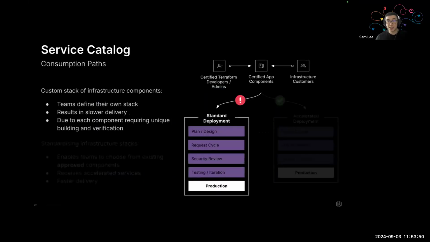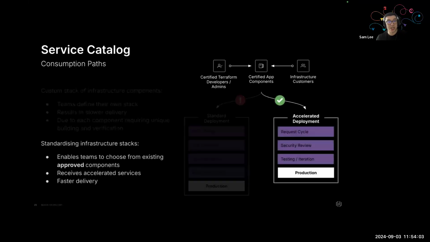There are two paths in the service catalog. You have custom stacks for users who want to define their own stack. The only challenge is there's an additional layer of planning and design that's required if they want to build out their own reusable modules. So it takes a little bit more time. What we suggest is choosing from an already standardized and created stack. And this allows your teams who want to provision those resources to have that accelerated service because you don't have to go through the planning and design phase.